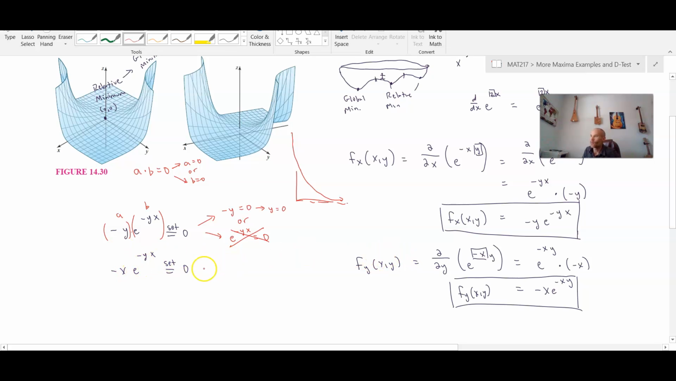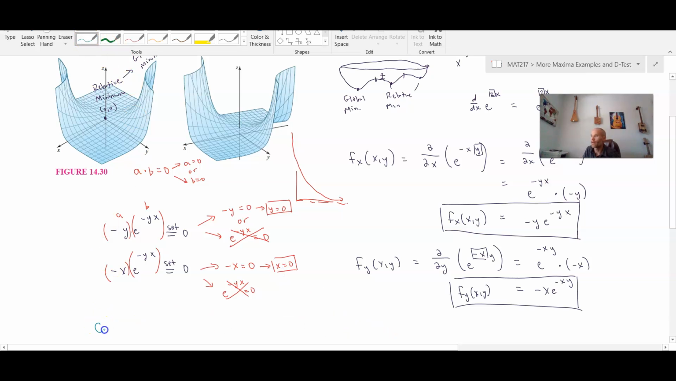And now in the second equation, same kind of principle here: either this equals 0 or this equals 0. Again, e to the negative yx will never equal 0, but negative x can be 0. How can negative x be 0? Well, the only way the negative of a number can be 0 is if that number itself is equal to 0. Or you can think about this as dividing both sides by negative 1. And then, of course, the second condition would be that e to the negative yx equals 0, but that's not possible. So we obtain y equals 0, x equals 0 as our critical point.